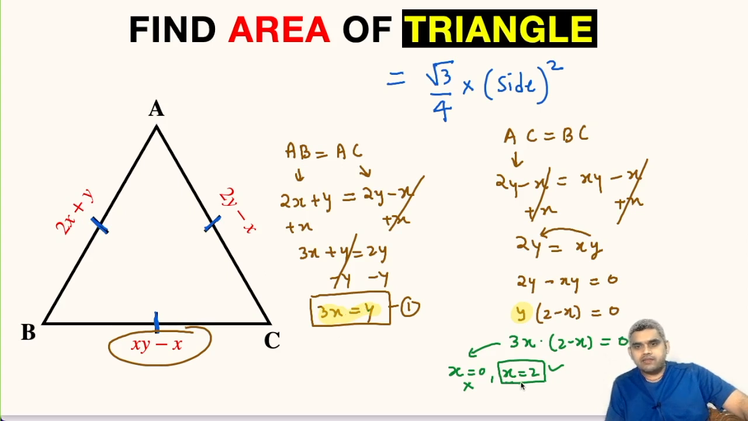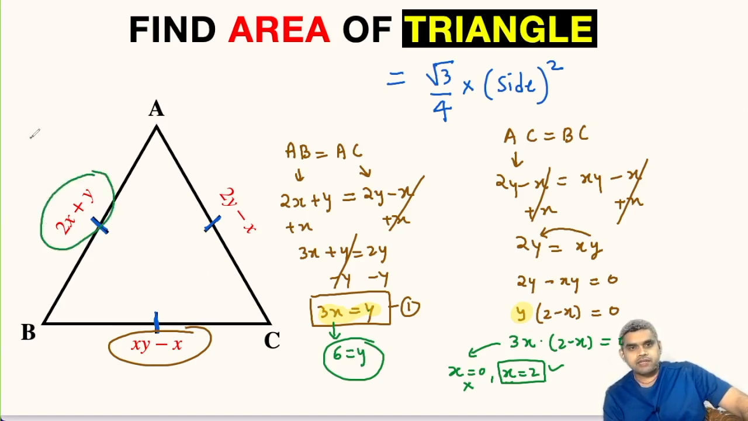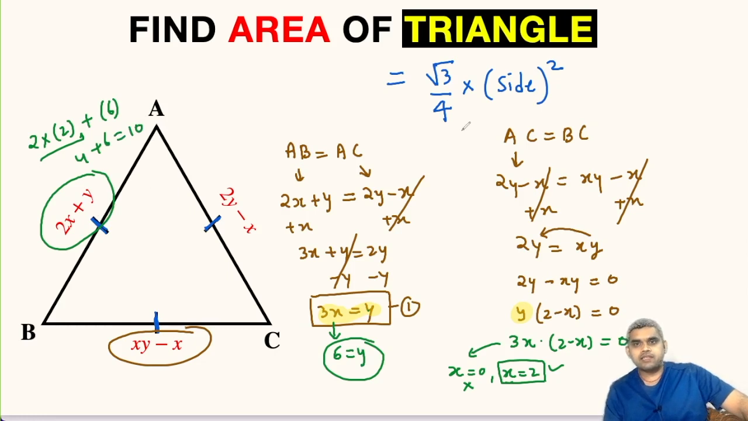So we have found the value of x as 2, and we can substitute it here. So 3 times 2 will be 6, which is equal to y. Now we have the values of x and y. So let us substitute them here. This side will be 2 times x, which is 2, plus y, which is 6. So this will be 4 plus 6, that is 10. So each side will have a length of 10 units.